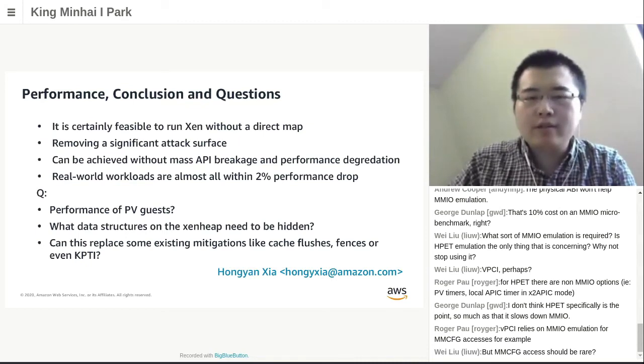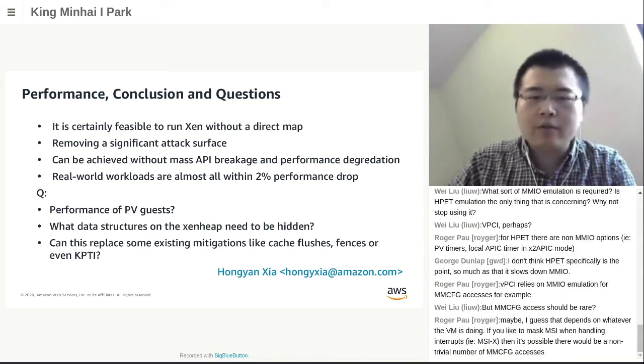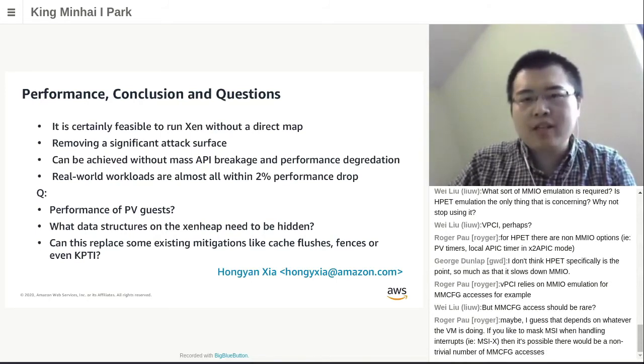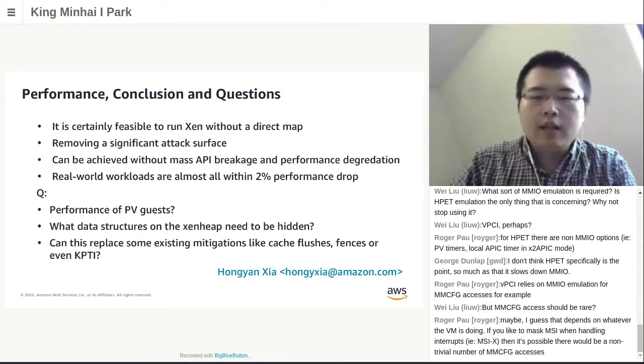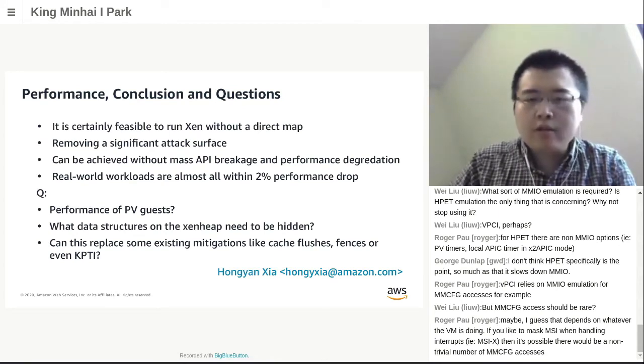Of course, this does less than what KPTI does because this still exposes the Xen image and the other stuff. But if we hide all the secrets, probably we don't even really need to care about exposing the Xen image itself. Okay, these are my questions for the community to discuss.